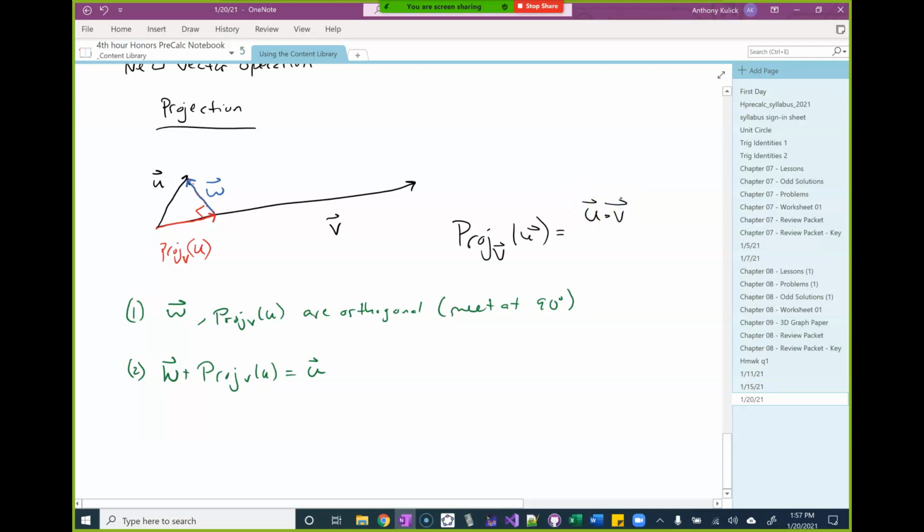So the projection of U onto V is U dot V divided by the magnitude of V squared times vector V. Worth pointing out to you here that this piece here is a scalar, right? The dot product of two vectors gives you a scalar, just a real number. And the magnitude of a vector is a scalar, just a real number.